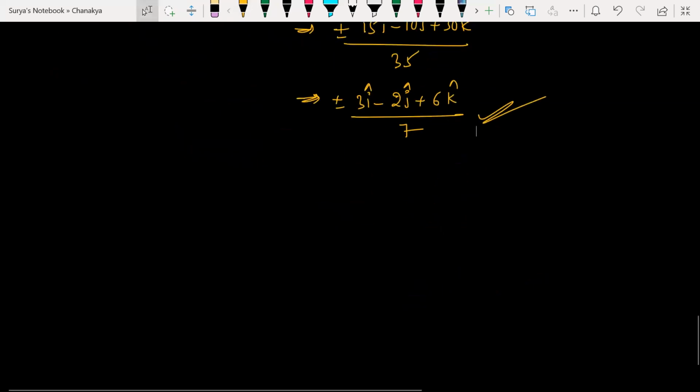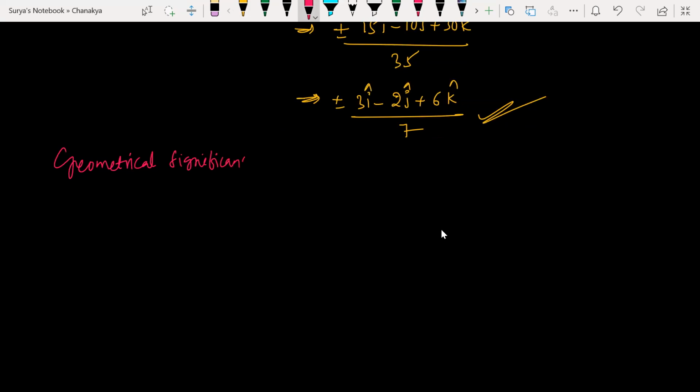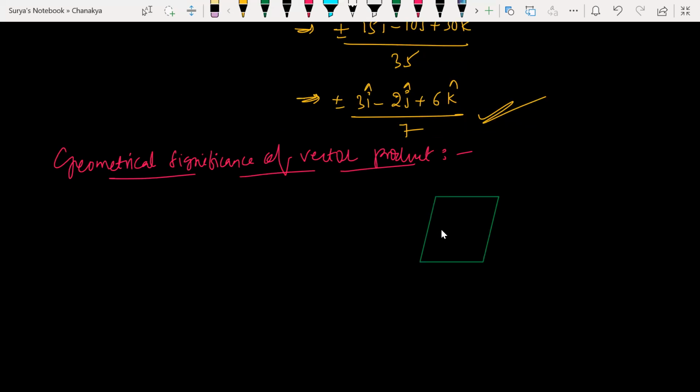Next, we'll talk about the geometrical significance of vector product. We'll look at its geometrical significance now, okay? So by this, like I said, if I take a parallelogram, let's say this is a parallelogram ABCD.